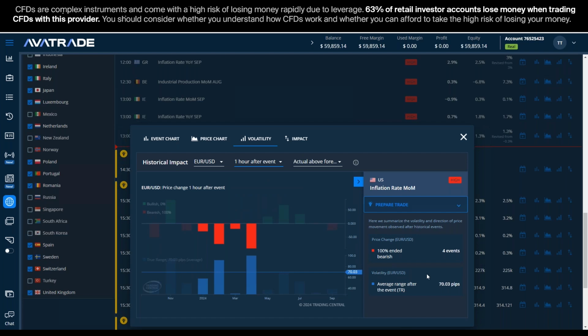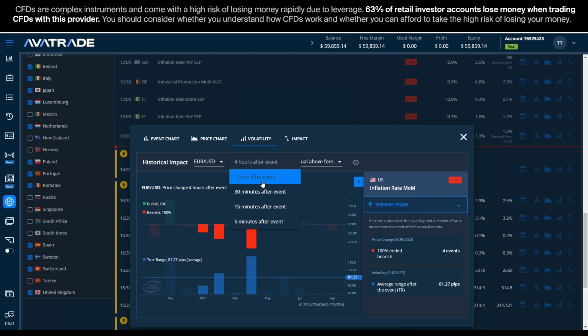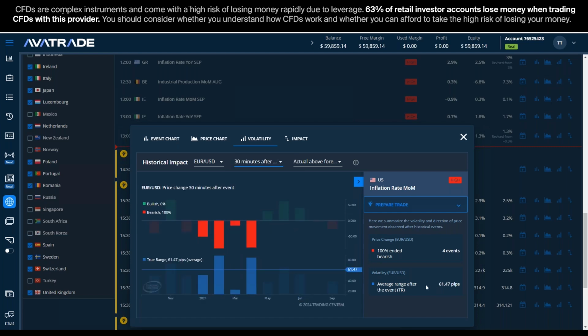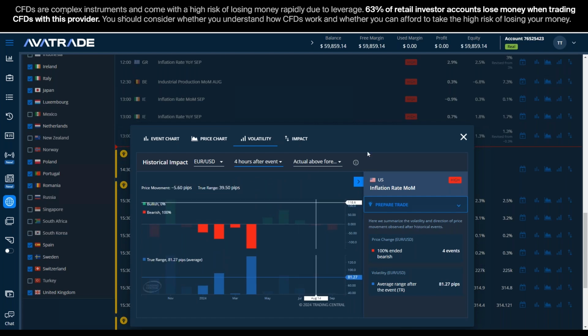But you see, after 1 hour, it was 70 pips. After 4 hours, it was 81 pips, okay? The shorter the time frame, typically, it's moved less. 30 minutes, 61 pips. An hour, 70 pips. 4 hours, 81 pips, okay? So you have time, if you see an entry point you like, to trade in the direction that you feel the statistics tell you you should trade, okay?